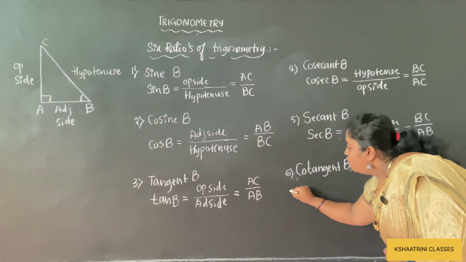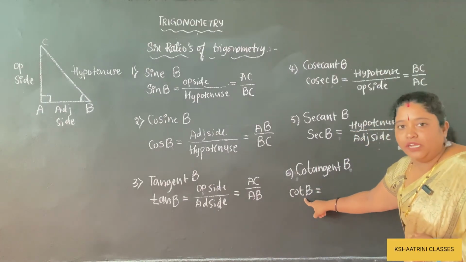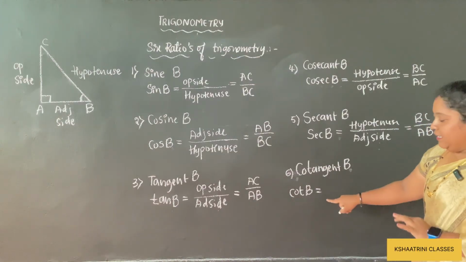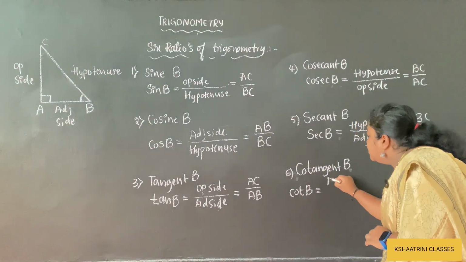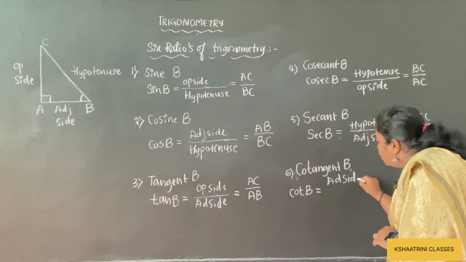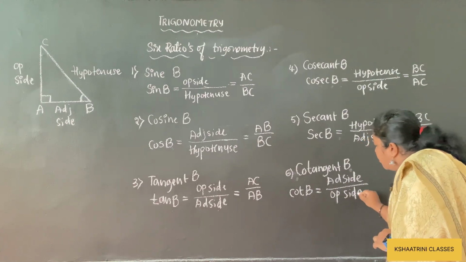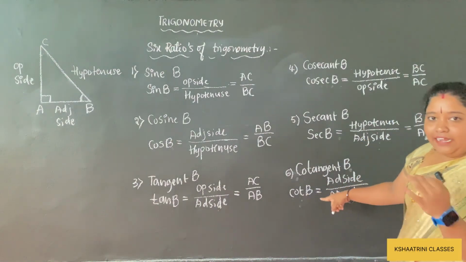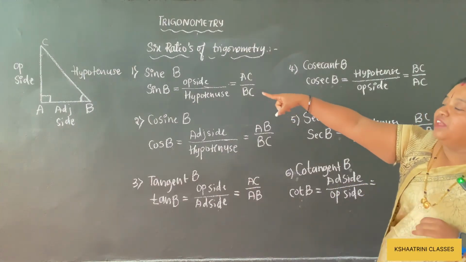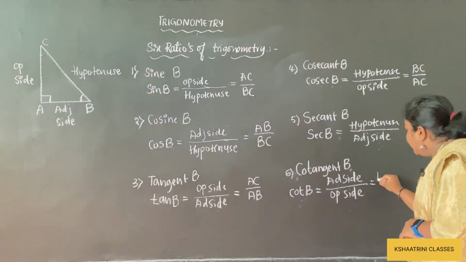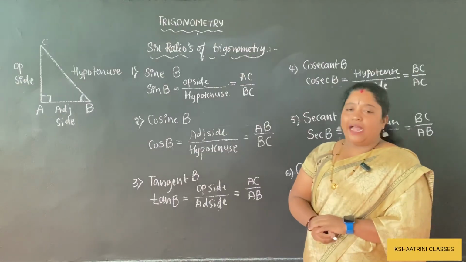In the short form, we are naming it as cot B, C-O-T, cot B. And dears, cot B is the ratio of adjacent side to opposite side. Cot B is the ratio of adjacent side to opposite side, where with respect to our diagram, it is AB divided by AC.